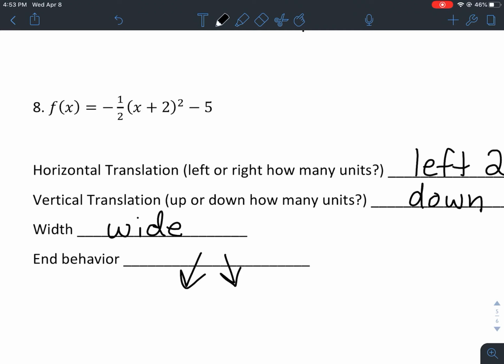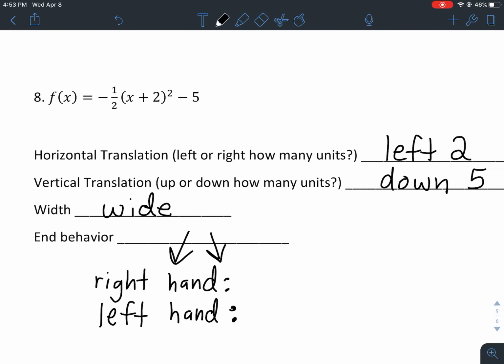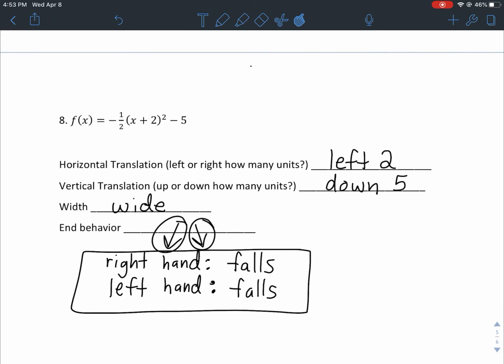Another way you can write end behavior is right hand and left hand. Or if you want to put right end behavior, left end behavior, same thing. So the right hand end behavior, we could say that it falls because it's going down here. And then the left hand end behavior also falls. If one of them was going up, we would say rises. So that's another way you could write it if you like that better.